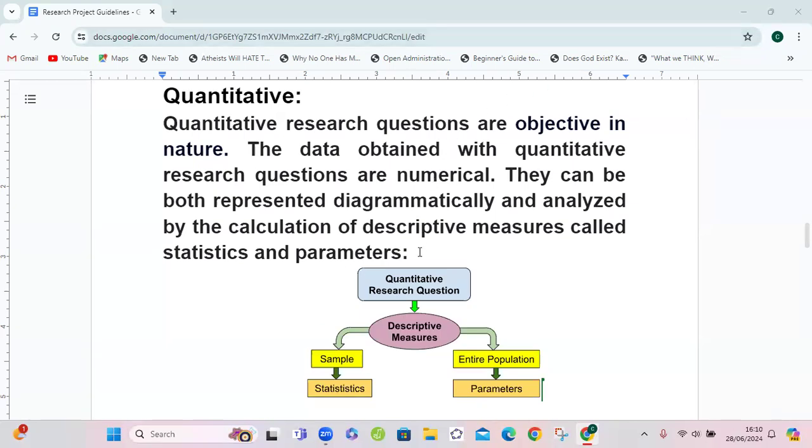Hence, according to this flowchart, you've got quantitative research questions, which will lead you to collect numerical data that will lead you to calculate descriptive measures. And if it's from a sample, they are called statistics. And if you have collected data from the entire population, they are called parameters. So just a slight amendment to this diagram. Quantitative research questions will lead you to collect quantitative or numerical data. I think this needs to be added here.